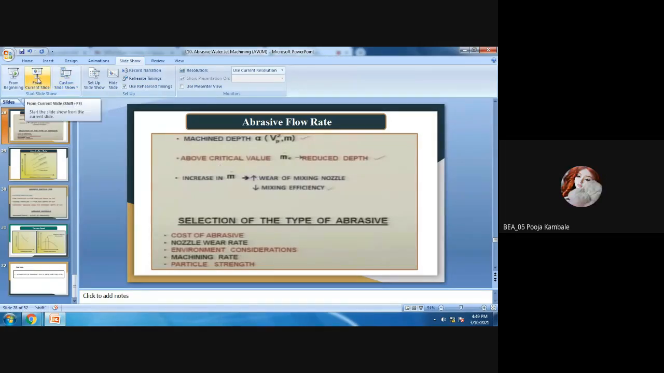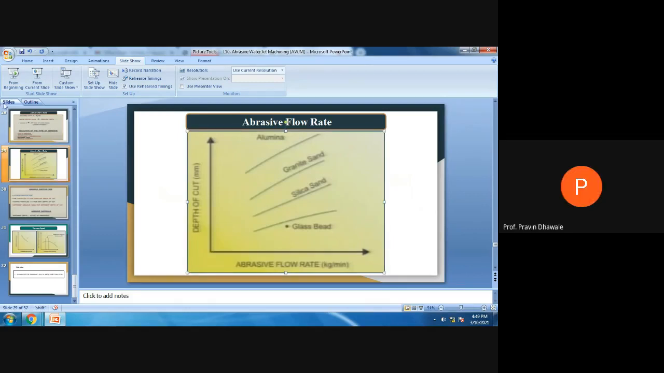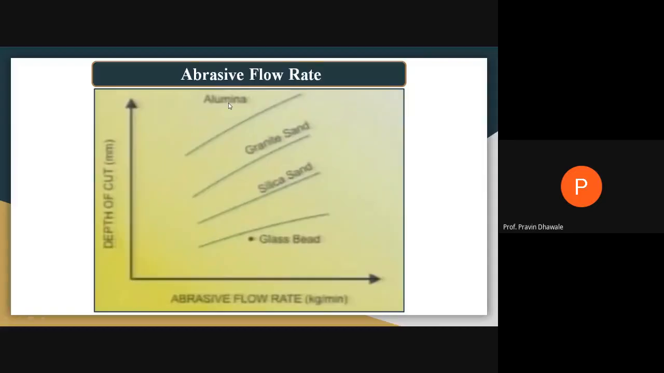Yes, sir, visible. Okay. You might have observed this slide or not? Yes, sir, observed. All right. Okay. Now see here. Now it is visible now, right? Okay.